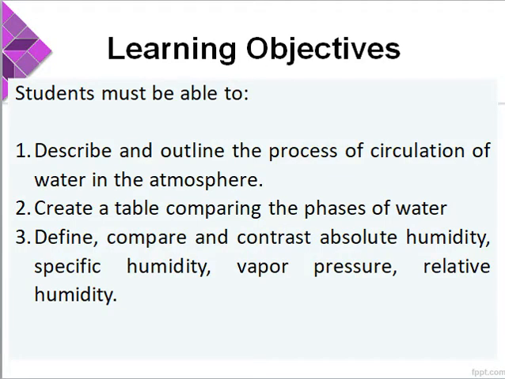So the learning objectives of the module are for the students to be able to describe and outline the process of circulation of water in the atmosphere, create a table comparing the phases of water, and lastly, define, compare, and contrast absolute humidity, specific humidity, vapor pressure, and relative humidity.